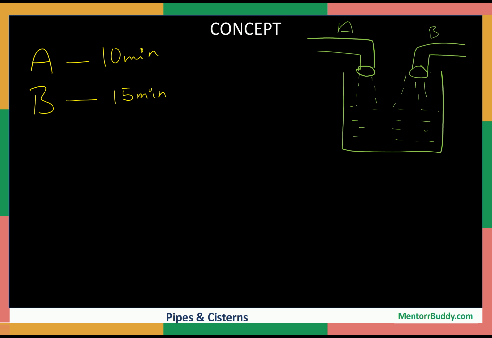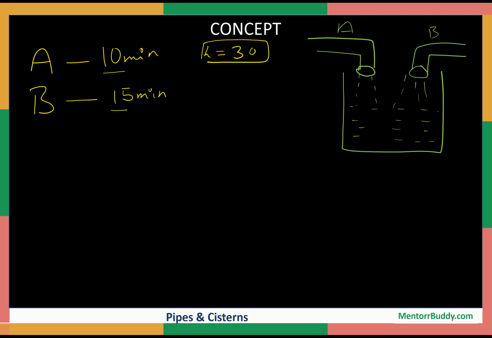The concept of efficiency says how to find the efficiency of pipe A and B. Efficiency means the amount of work done by pipe A in 1 minute and the amount of work done by pipe B in 1 minute. How to find efficiency? We find efficiency by taking the LCM of both the timings. The LCM of 10 and 15 is 30.